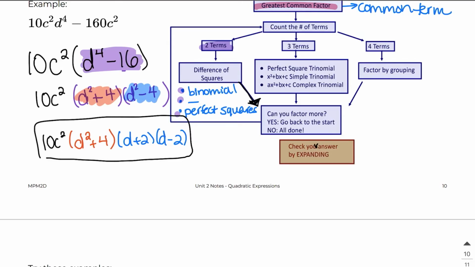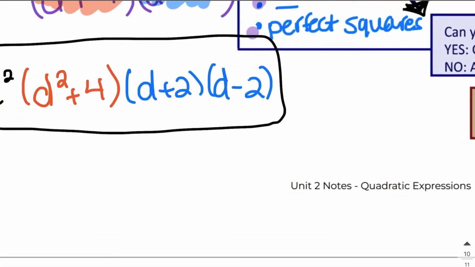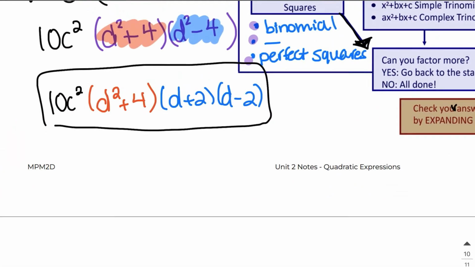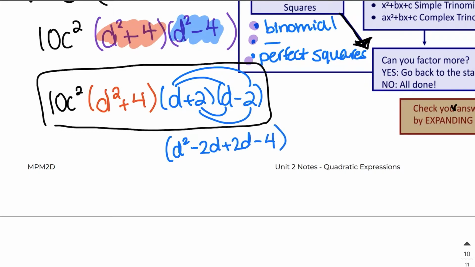And then it says check your answer by expanding. So let's go ahead and check our answer really quickly to make sure we did this right. First thing I'm going to do is expand what's in blue right here. It doesn't matter, you can do it in any order you want. So right here, d times d is d squared. d times negative 2d is negative 2d. 2 times d is positive 2d. 2 times negative 2 is negative 4.